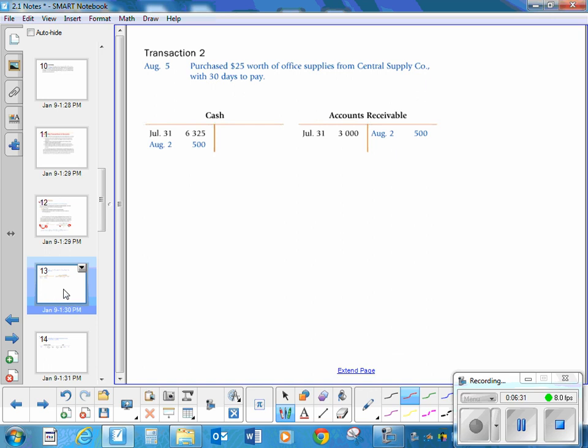Okay, I have the wrong transaction here, so we're going to write our own T accounts. Purchased $25 worth of office supplies from Central Supply Company with 30 days to pay. So we know that our office supplies are being affected, and so is our accounts payable.